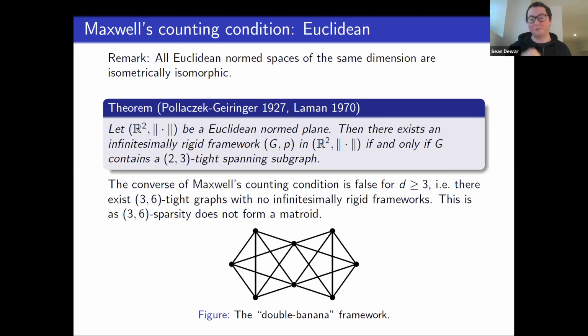And here is the famous counterexample, the double banana graph. The problem here is that 3, 6 sparsity doesn't generate a matroid. If you want to think about it, if we have both K5 graphs, and a 3, 6 sparse matroid existed, if we join them together and move an edge, that should still be a circuit. But in the 3, 6 sparse matroid, it's not, because it's the double banana graph, and that's actually got a 3, 6 count. So something funny's gone on. This is still a circuit in the rigidity matroid, by the way. It's just not in the 3, 6 sparse matroid, if it existed, which it doesn't. So this is where things start breaking down.